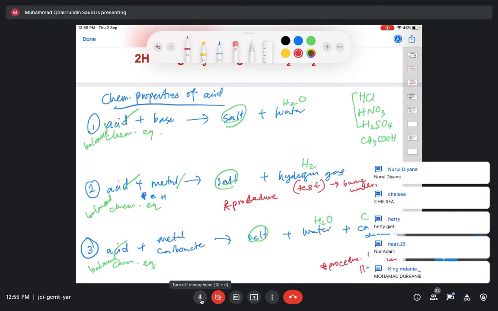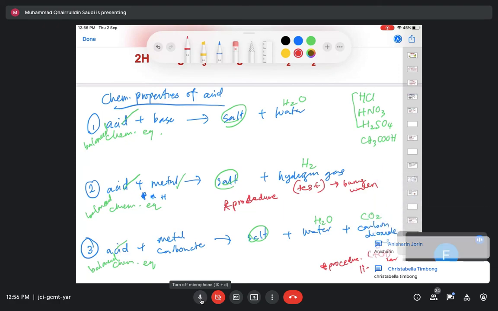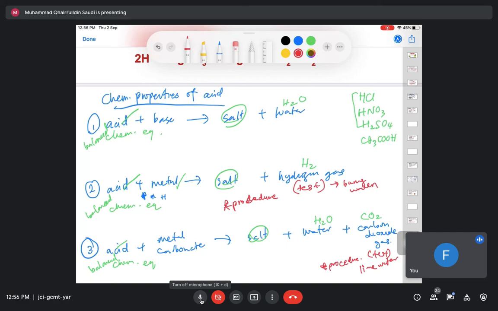Oh sorry, you have two things. One is homework and another one is exercise. Exercise is in your module, page 141 until 143. Your homework is to take a picture of the module that we discussed earlier in the class. Please take a picture of it and upload it in your Google Classroom as well.